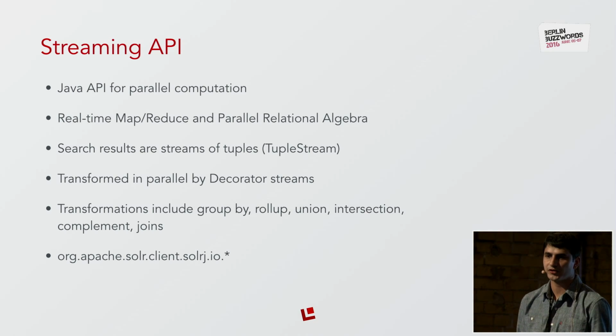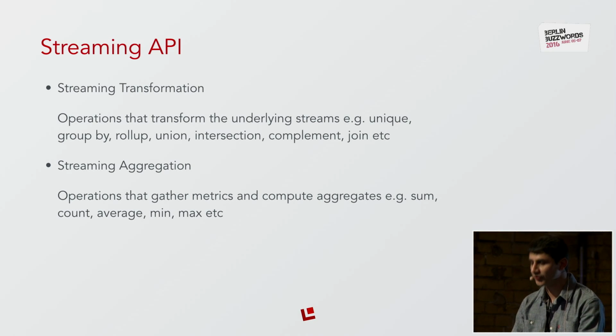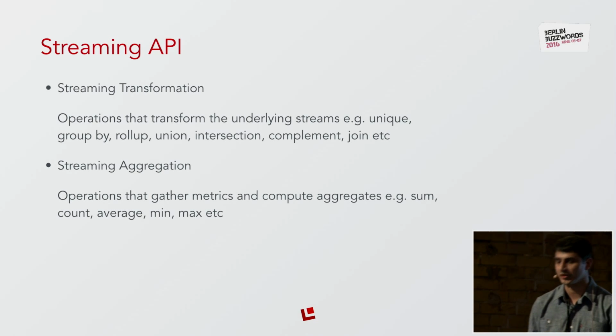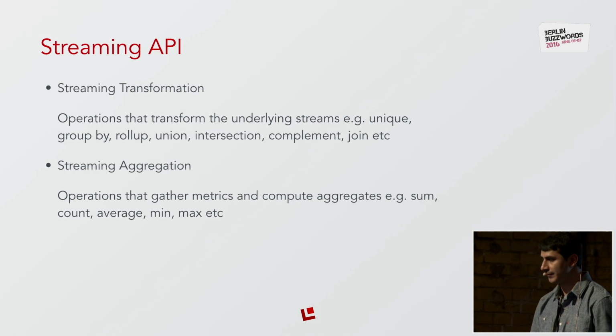It's actually very similar to the Java I/O. You basically have wrappers and decorators, and this also works in quite the same way. So there are two parts for this. You have streaming transformations, and you have the streaming aggregations. Transformations transform the data, so you can do things like group by, roll up, union, intersection, complements, things like that. With streaming aggregations, you perform some functions which collect data over some buckets. So for example, you can do count, average, min, max, etc., right?